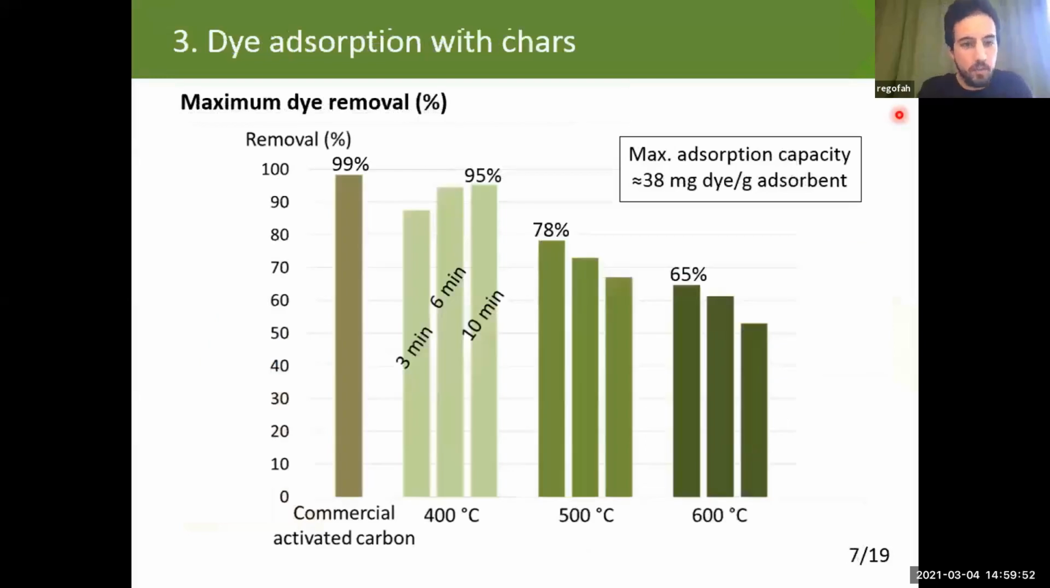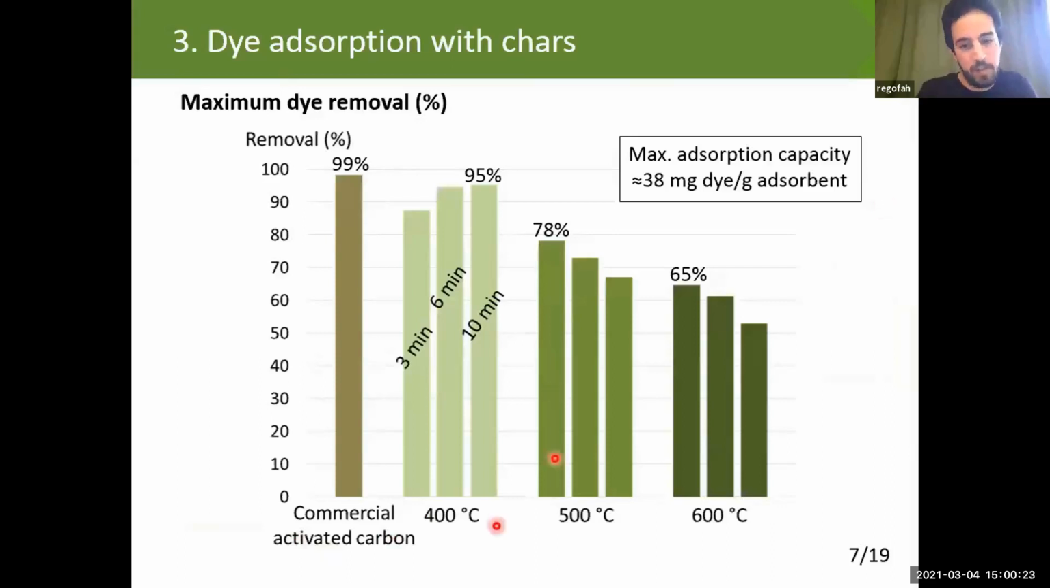So these are the first results of the adsorption performances. These are the three temperatures I did slow pyrolysis at, and the 3 columns are 3 different residence times, so 3, 6, 10, 3, 6, 10. And I also compared with a commercial activated carbon. This serves as the standard control test, let's say. It removed 99% or more of the dye, because that's its purpose, which was expected.